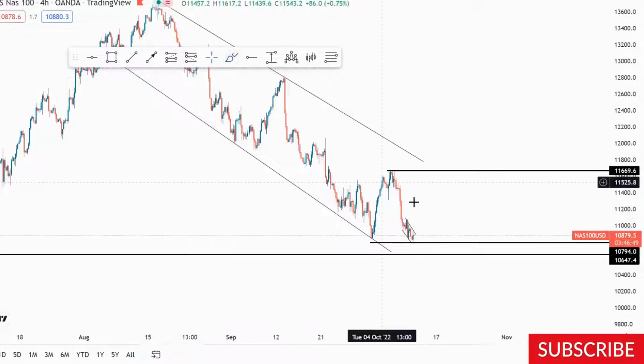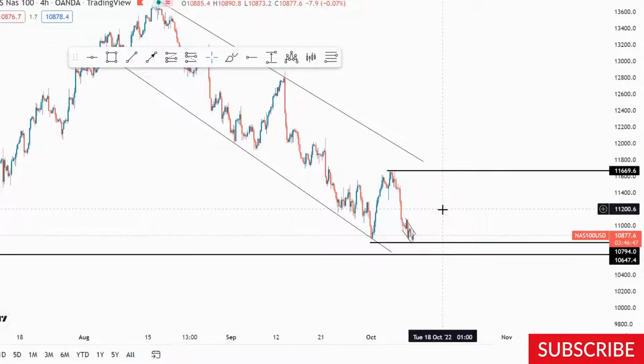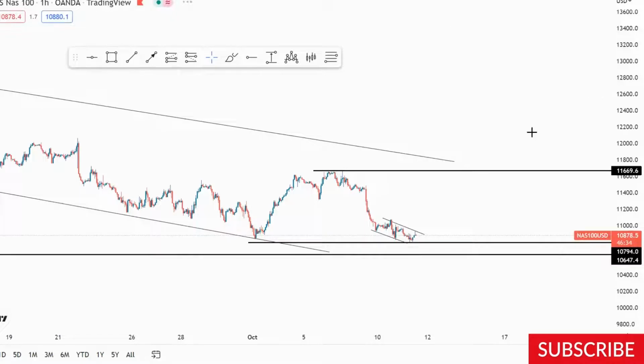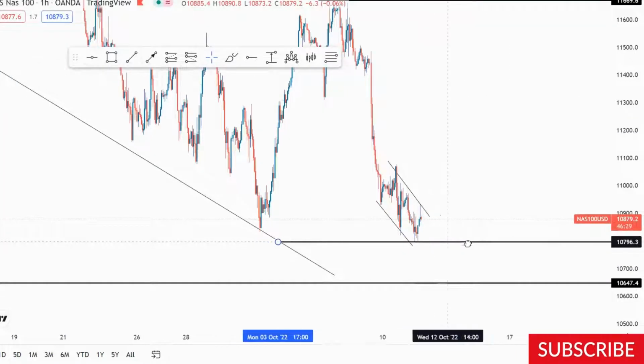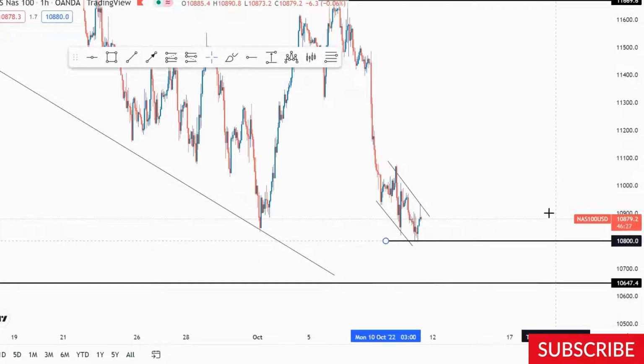So it's still the same flag, but it's acting both as support and as a continuation and a reversal. So you need to be able to differentiate which is which, right? So let's drop it to the 1 hour time frame. Remember, we have this current low over here, right?